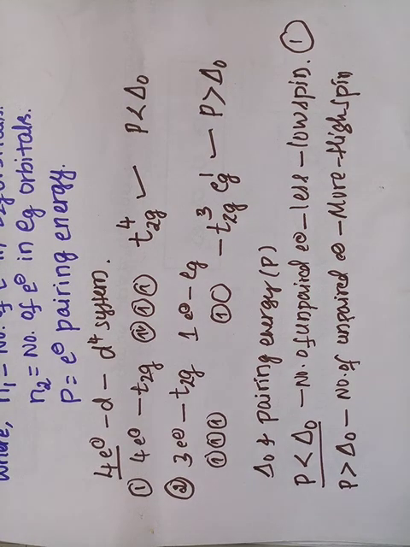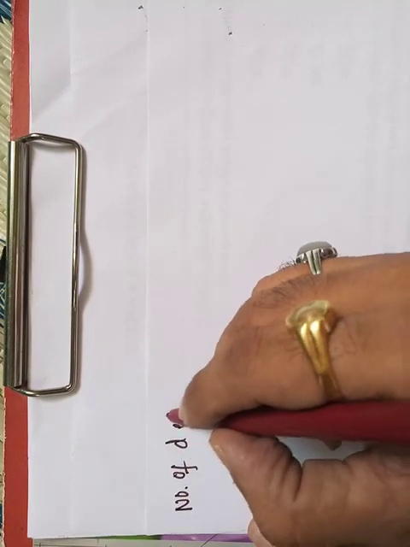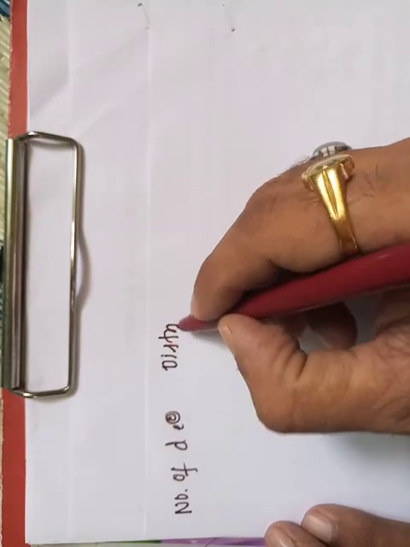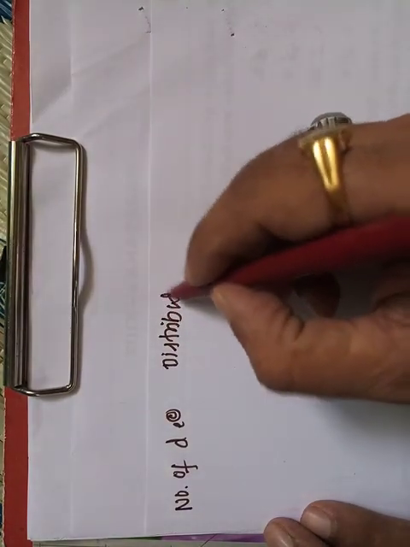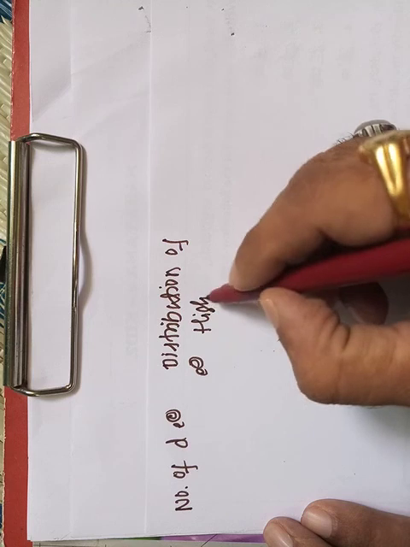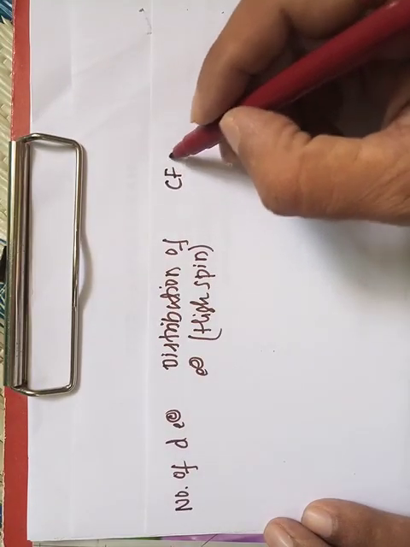Let us take some examples. Let us calculate the crystal field stabilization energy in some complexes. Let us consider some examples here. Let us write the number of d electrons in the complex. Next, let us write the distribution of electrons. Let us consider the high spin complexes, and let us calculate the CFSE.